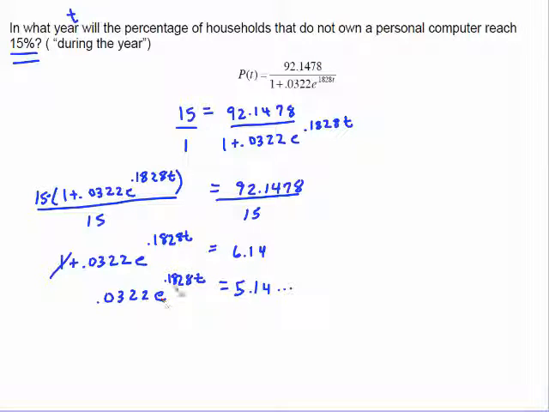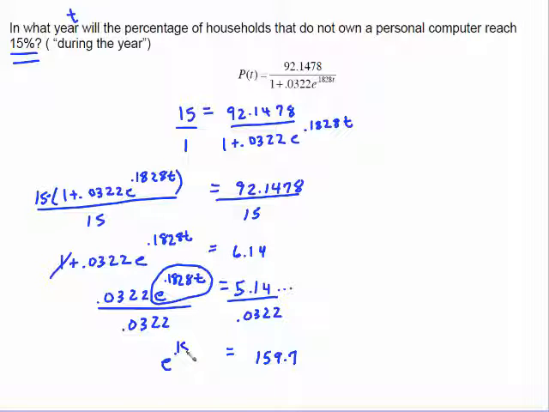Still don't have the e isolated. To solve these exponential equations, you must get the exponential part isolated. So I need this part isolated. And the way to do that is to undo this 0.0322 times this. So let's divide both sides by 0.0322. Now remember, you have this whole number on your screen. So all you have to do is hit divided by 0.0322, and this is approximately 159.7. Again, that's not exact. Leave that whole number on your screen. And now this is e to the 0.1828t.